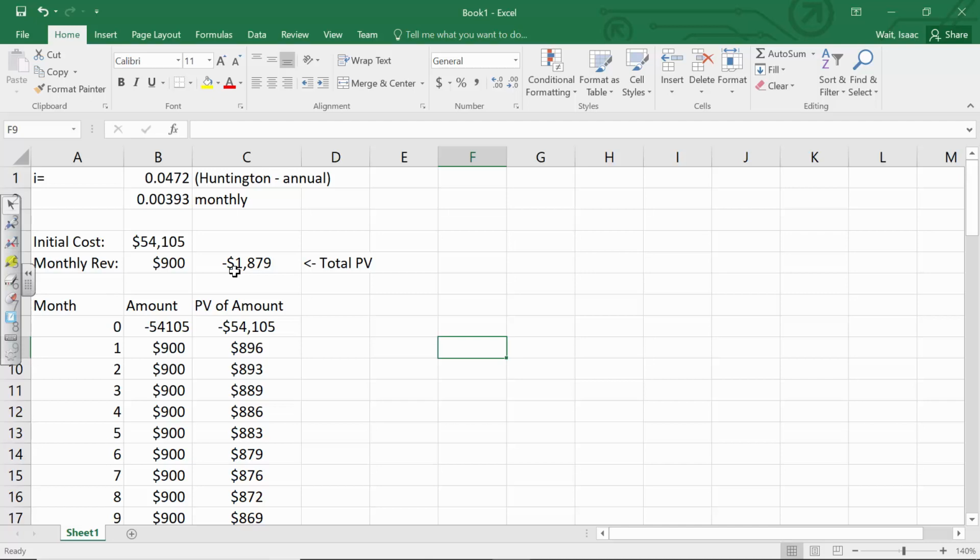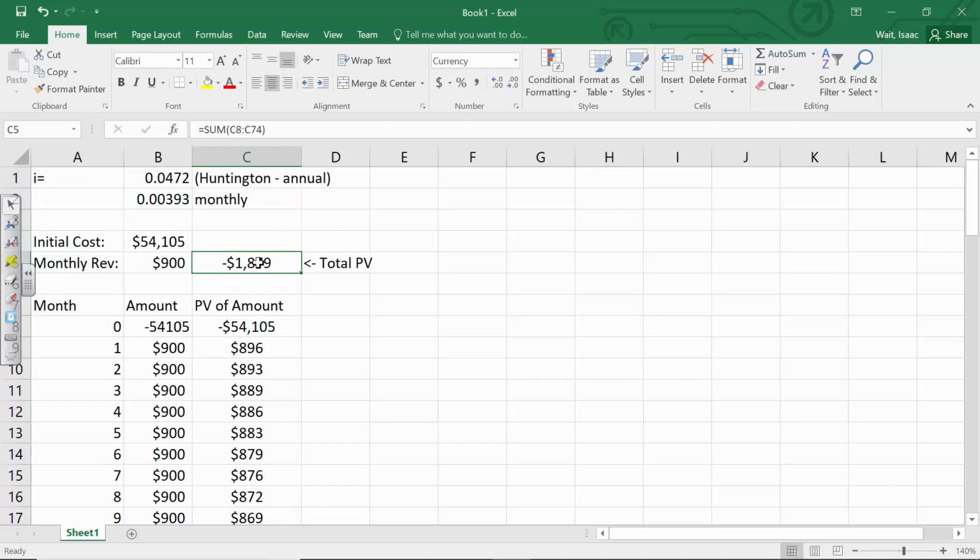So what it shows is that you are going to get some profits in the future, but not enough profits to cover your borrowing costs. The way to think about this is that, of course, the bank is taking their cut, and they're charging 4.72% per year for the money that you're borrowing. And so the $900 per month revenue that you're getting, you don't get to keep all of that. Some of it is going to be used to retire the loan.